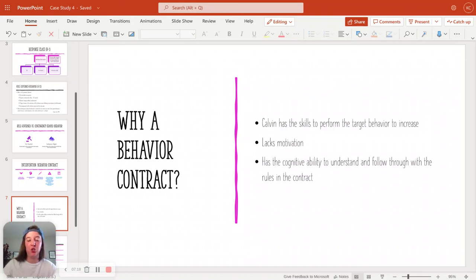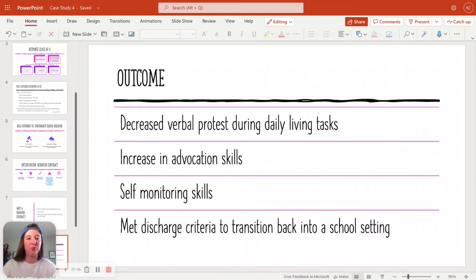He was able to choose his reinforcement. So he chose the baseball game. He chose laser tag, all of those things on that list. So he was motivated by them. He also had the cognitive ability to understand and follow through with the rules in the contract, which is a big piece. If the client doesn't understand the rules of the contract and is not able to, then a behavior contract would not be useful in this case, but for Calvin it was.